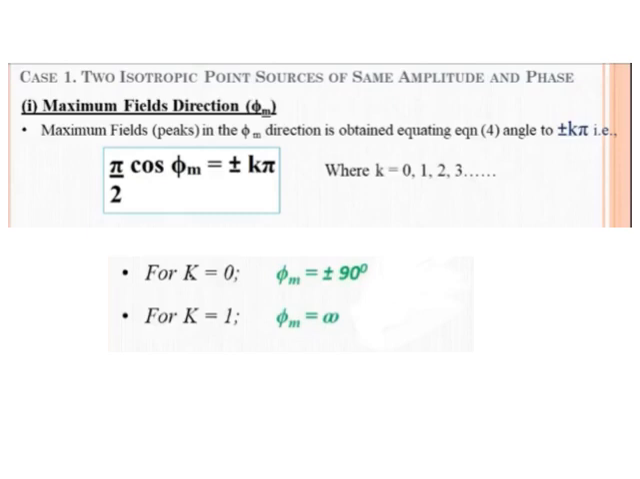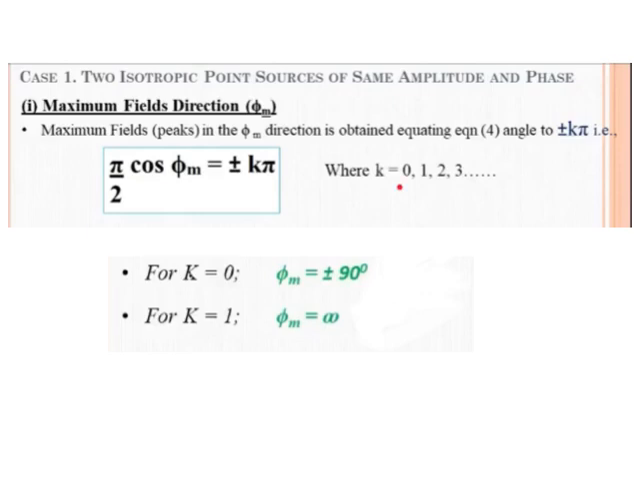The maximum field, meaning the peak value, is in the ψm direction, and it is obtained by equating the equation 4 angle to plus or minus kπ. That means we take the angle of equation 4, that is π/2 cos ψ, and considering the maximum field, that is ψm, it has to be equated to plus or minus kπ. Here the k value ranges from 0, 1, 2, 3, etc.